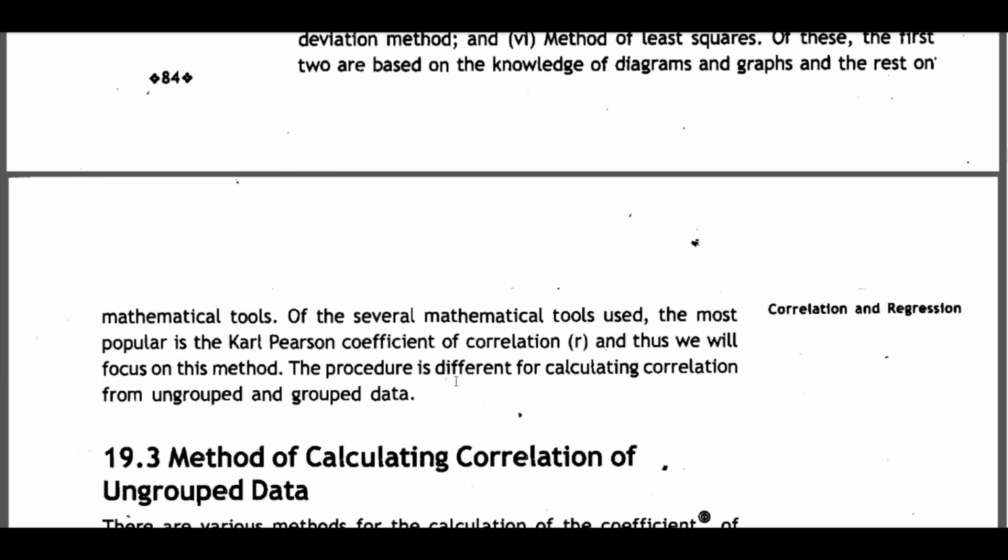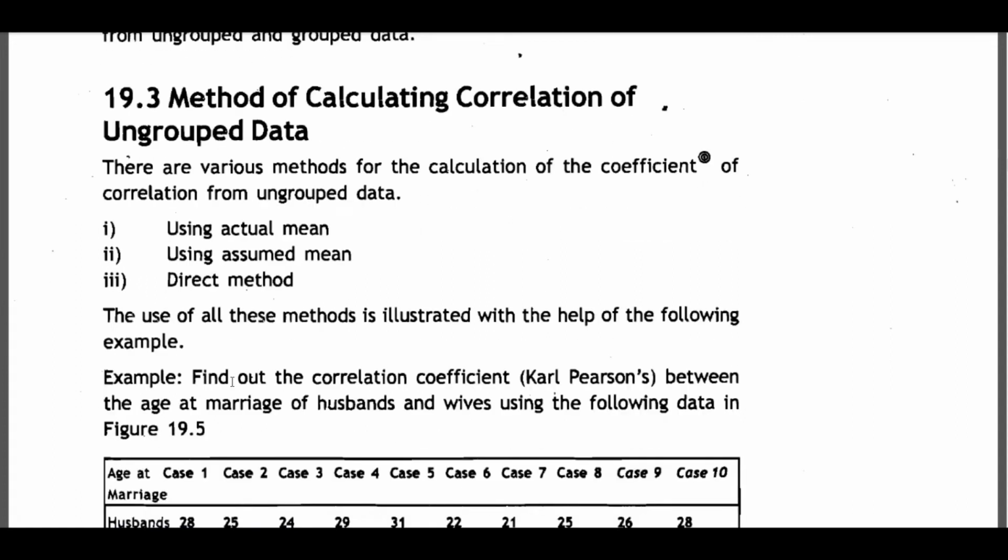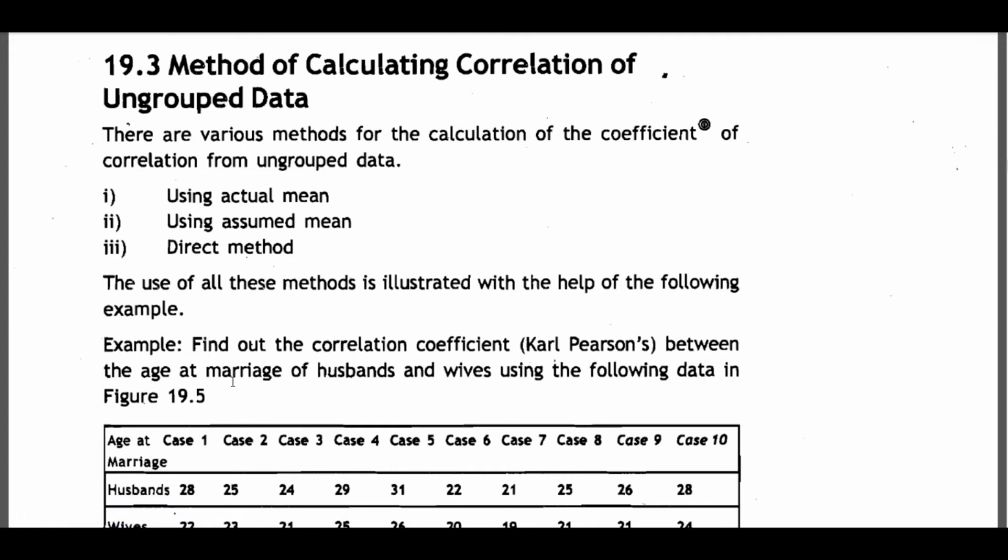The procedure is different for calculating correlations from grouped and ungrouped data. So 19.3, method of calculating correlation of ungrouped data. There are various methods for calculating the coefficient of correlation from ungrouped data: using actual mean, using assumed mean, and the direct method. The use of all these methods is illustrated with the help of the following example.